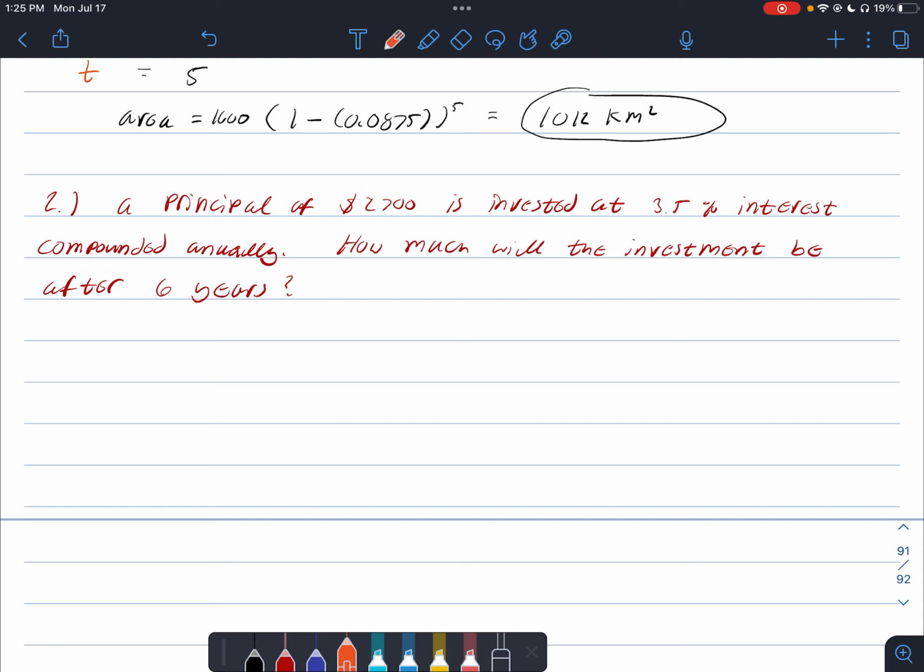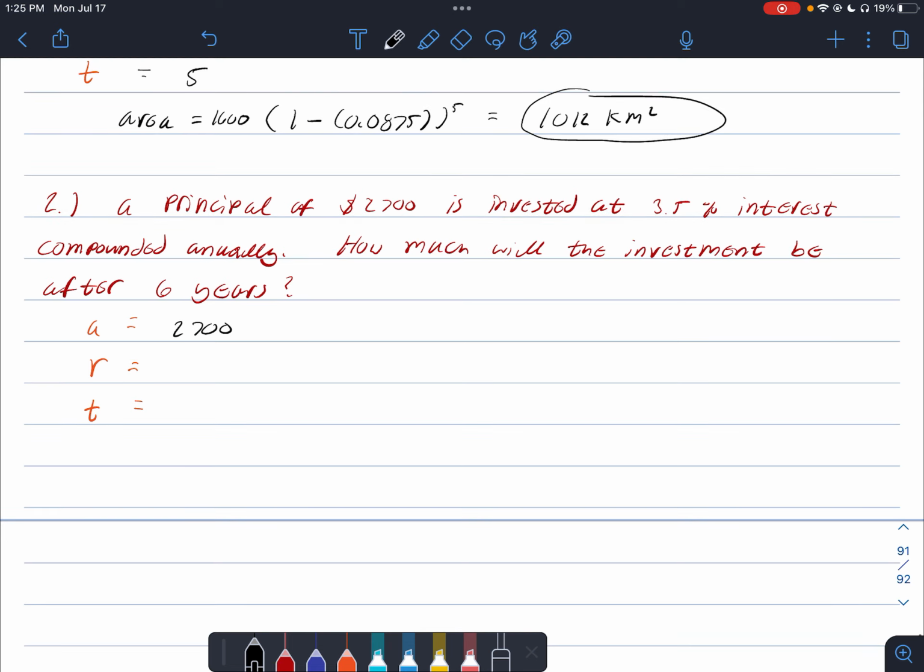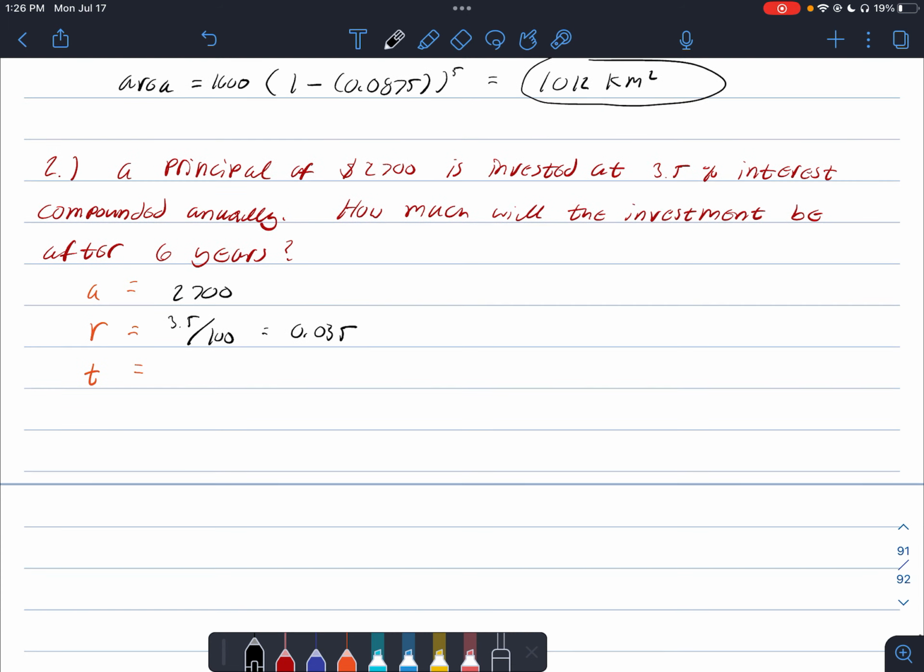Let's go ahead and find our A, R, and T. Our A is our initial amount, which we said was $2,700. So we'll say $2,700 for A. Our rate is R, so this is going to be 3.5 divided by 100, because remember, we have to express this as a decimal. So 3.5 divided by 100 is going to give us 0.035. And our t is time in years, which we said was 6.